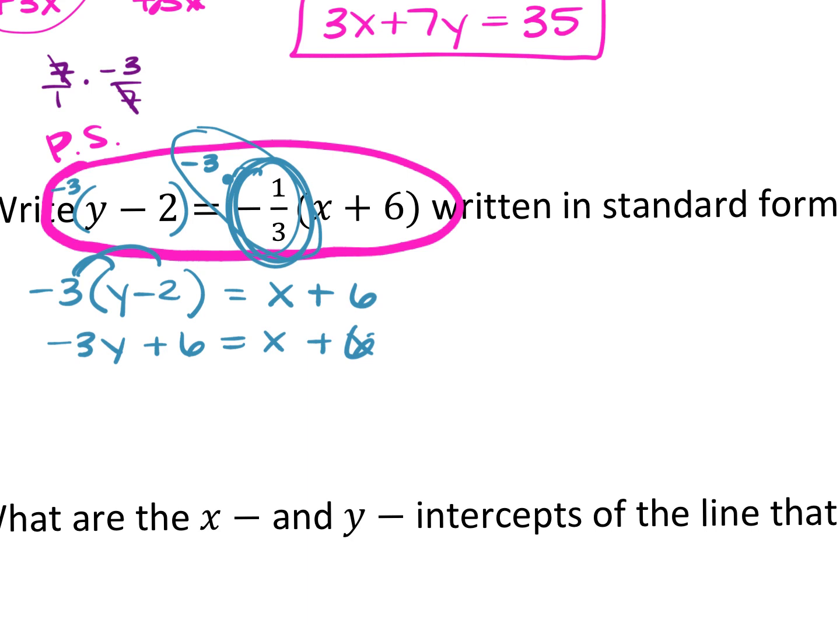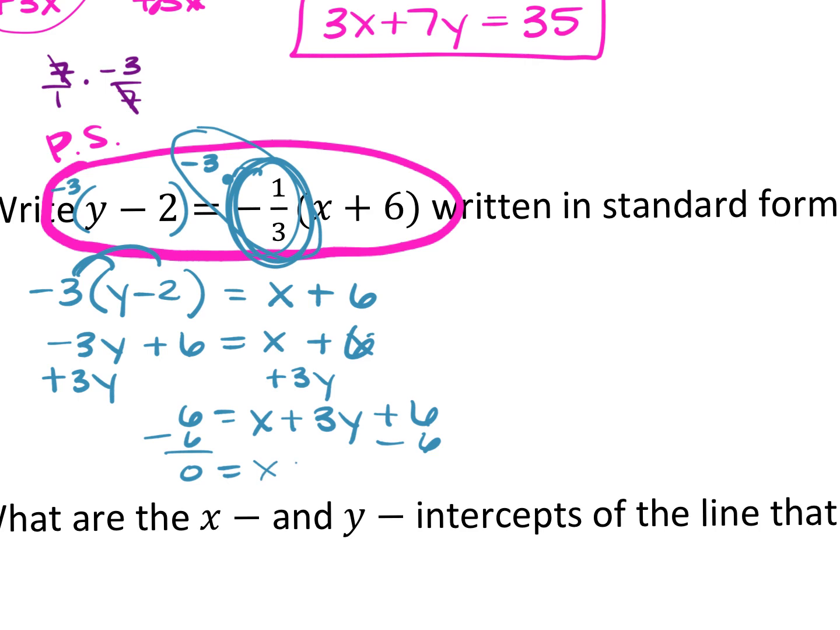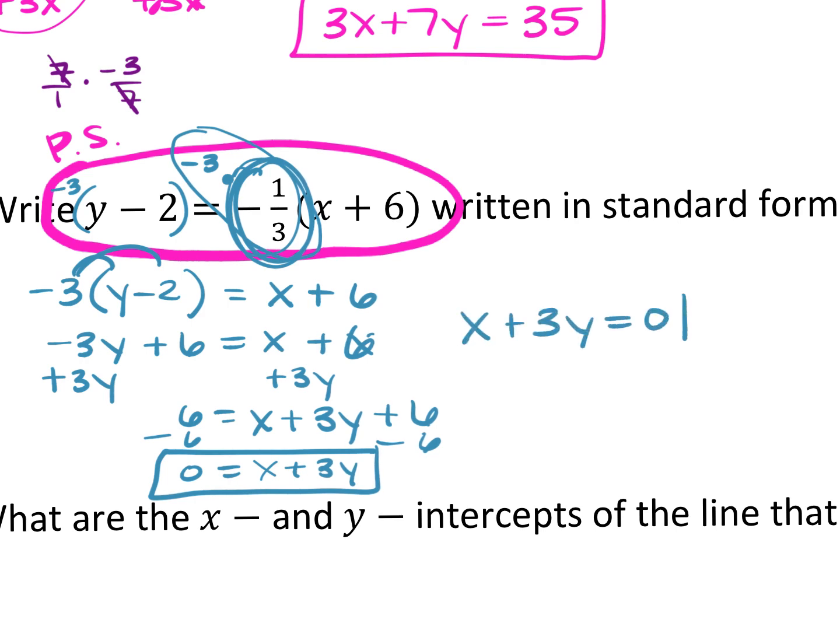Typically, it's preferred that you have fewer negatives. So the book would move this 3y over to this side. So it's x plus 3y plus 6 equals 6. Then they would move the 6 over to the other side and get 0. And that would be your standard form, okay? 0 equals x plus 3y, or you could write it like this, x plus 3y equals 0, okay? If that way is tricky for you, I'm going to show you the other way too right now.